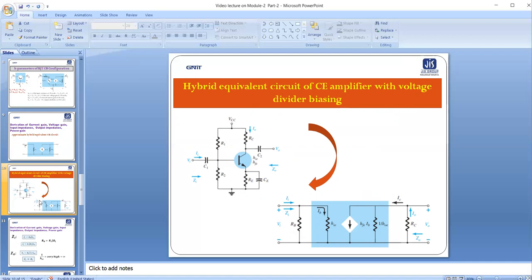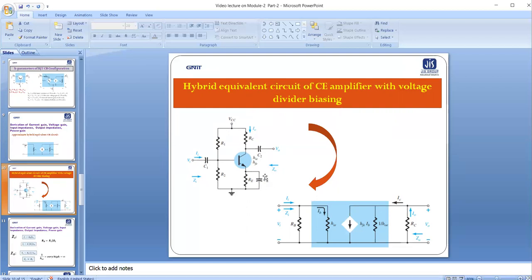There are lots of biasing methods, but we will focus on the very practical circuit, that is the voltage divider biased BJT common emitter amplifier. C1 and C2 are the coupling and blocking capacitors. Basically, they will couple the input signal to the base of the transistor and also couple the output signal to the load. There is an extra capacitance the student will see, which is connected in parallel with the RE.